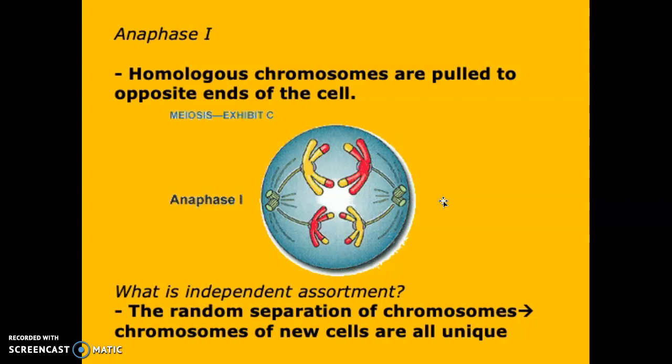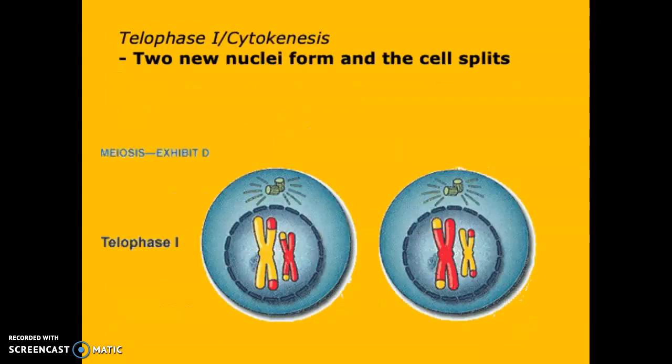That's called independent assortment, because it's easy for me to say, oh, well, this chromosome is going to go over to this side, this one's going to go over to this side, but that is not always the case. Sometimes this one will go this way, this one will go this way, maybe this one will go this way, this one will go the other way. They all assort independently. And so what you end up getting is a big jumble in these sex cells that have all sorts of different DNA, which is super important for genetic diversity within a species.